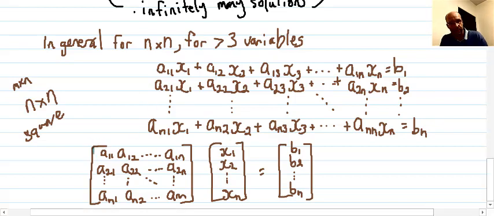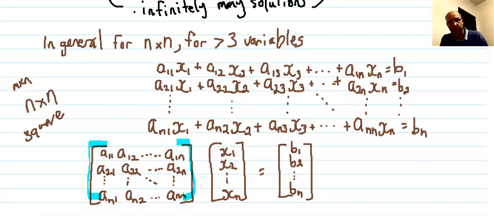So in conclusion, if this n by n matrix has an inverse, the solution of the simultaneous equations is a unique solution. The system of simultaneous equations will then have a unique solution.